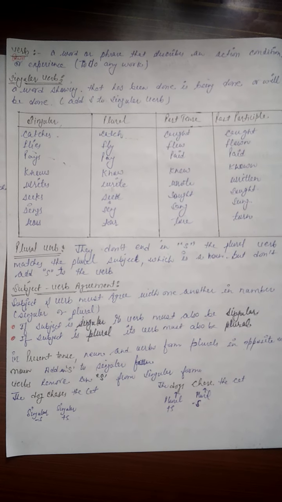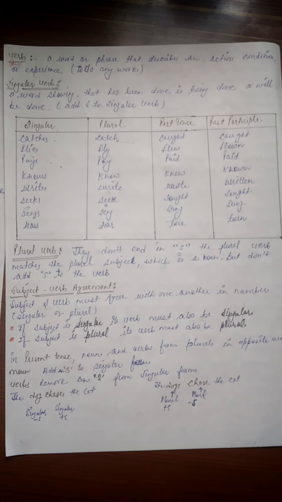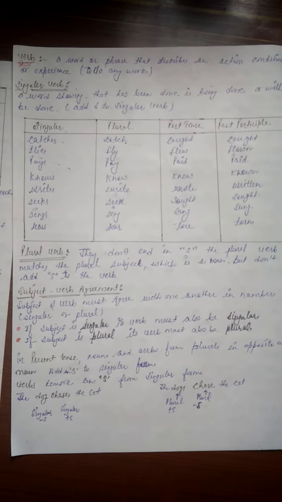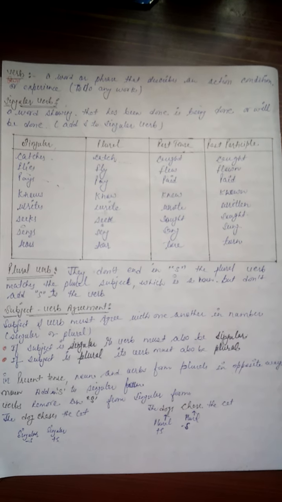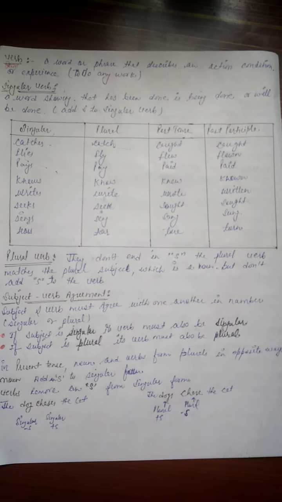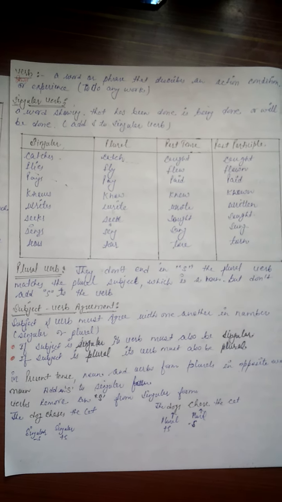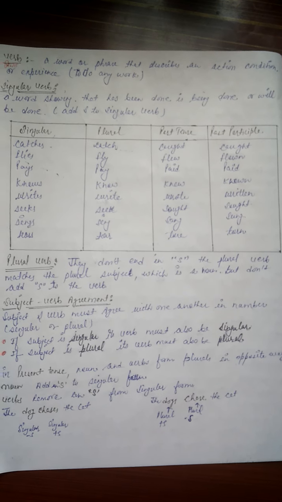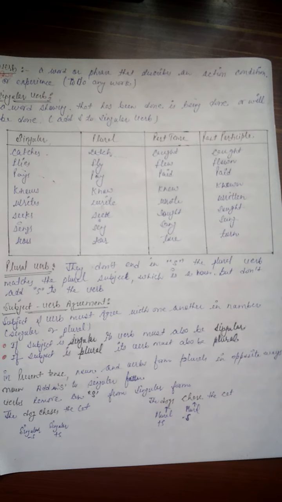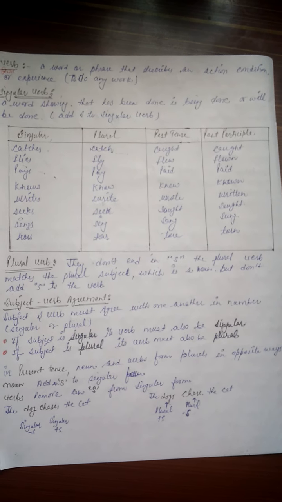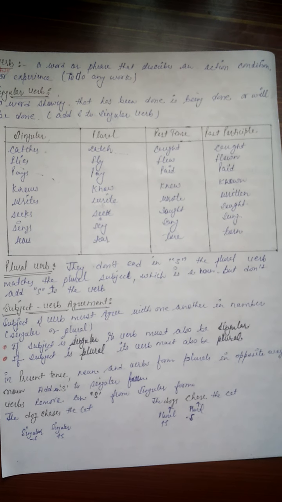Singular verb is a word showing that has been done, is being done, or will be done. And we use s to the singular verb. The singular verb is a word that shows something is being done, will be done. And for plural verb, they don't end in s. So we have to remember plural verbs never end in s. The plural verb matches the plural subject, which is a noun, but don't add s to the verb.